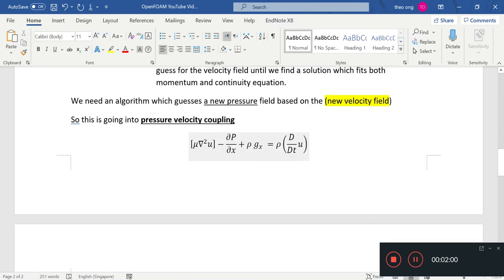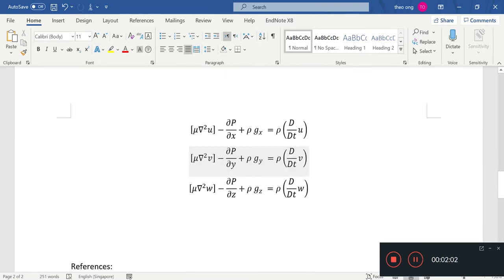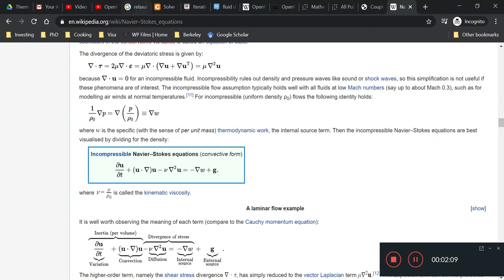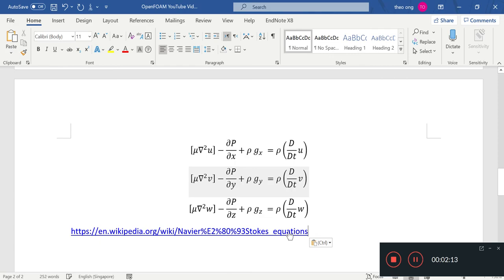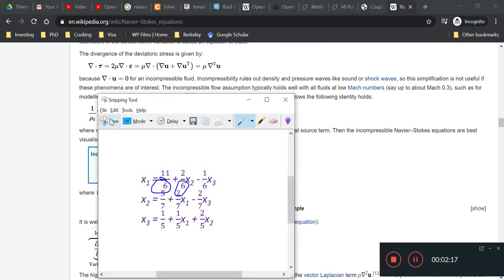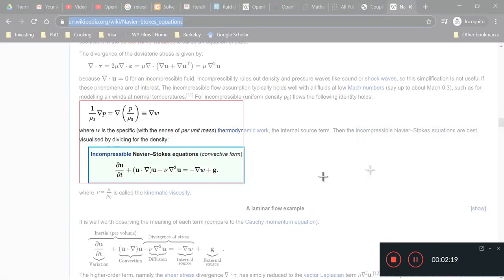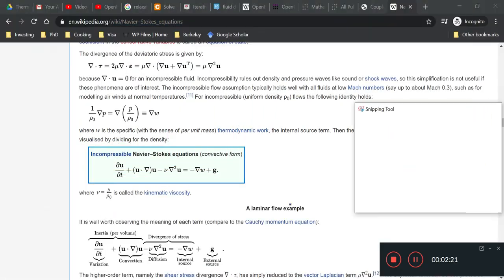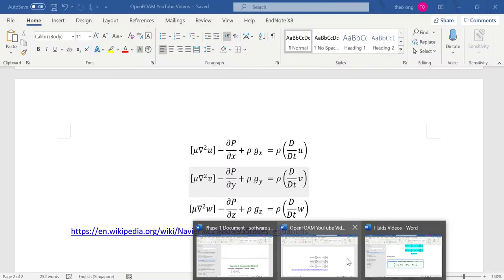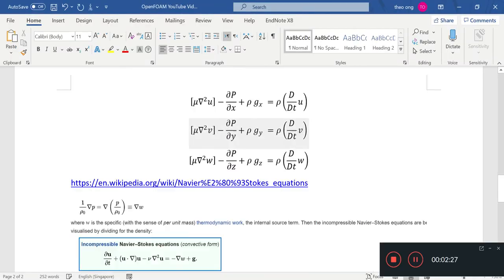We look at our momentum equations, and let's say we want to write a neater form of these momentum equations. So how would this look like? If you go to Wikipedia, this is what the incompressible Navier-Stokes would look like. So let's start by simplifying the equations so that they look a little neater.